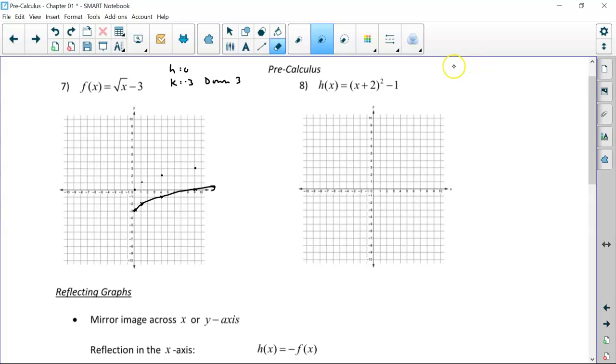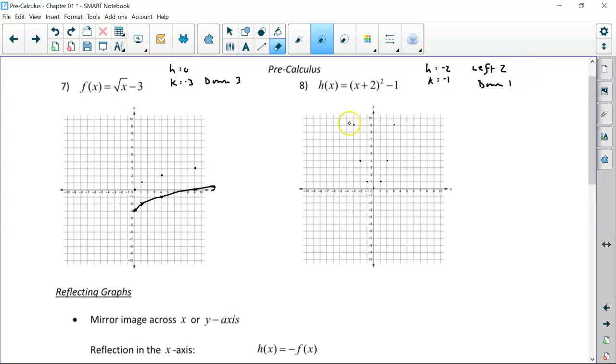For number 8, the quantity of x plus 2 squared minus 1. So our parent function x squared: (0, 0), (1, 1), (2, 4), and for the opposite, (3, 9), (-3, 9). Now, h in parentheses is a -2. k is a -1. So we're going to go to the left 2 and down 1.